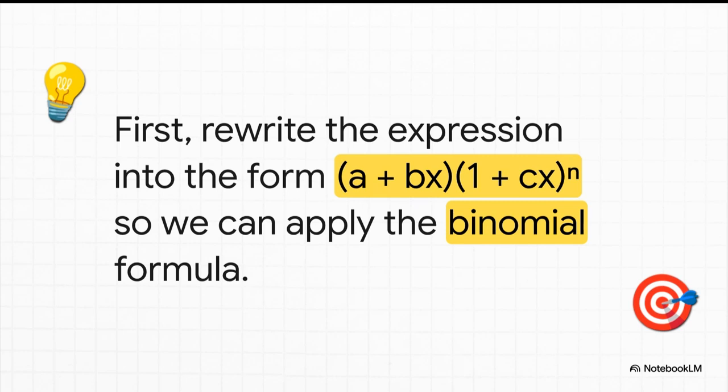Well, our formula needs something that looks like 1 plus something to a power. A fraction isn't that. But remember your index laws. We can rewrite division as multiplication by a negative power. So the first big move is to change that fraction into x minus 5 times 1 plus 2x to the power of negative 1. See? Now that looks a lot more manageable.